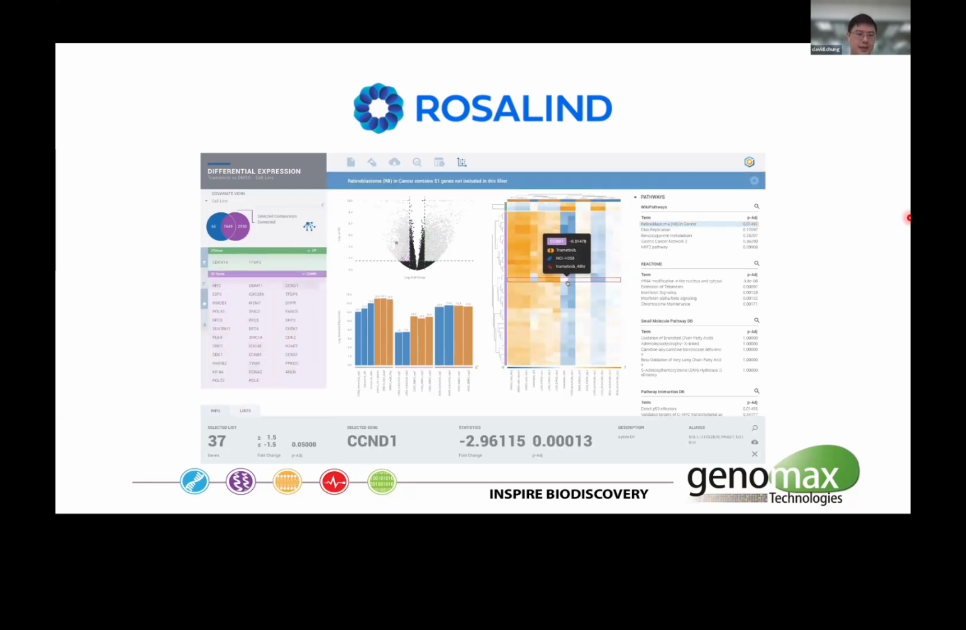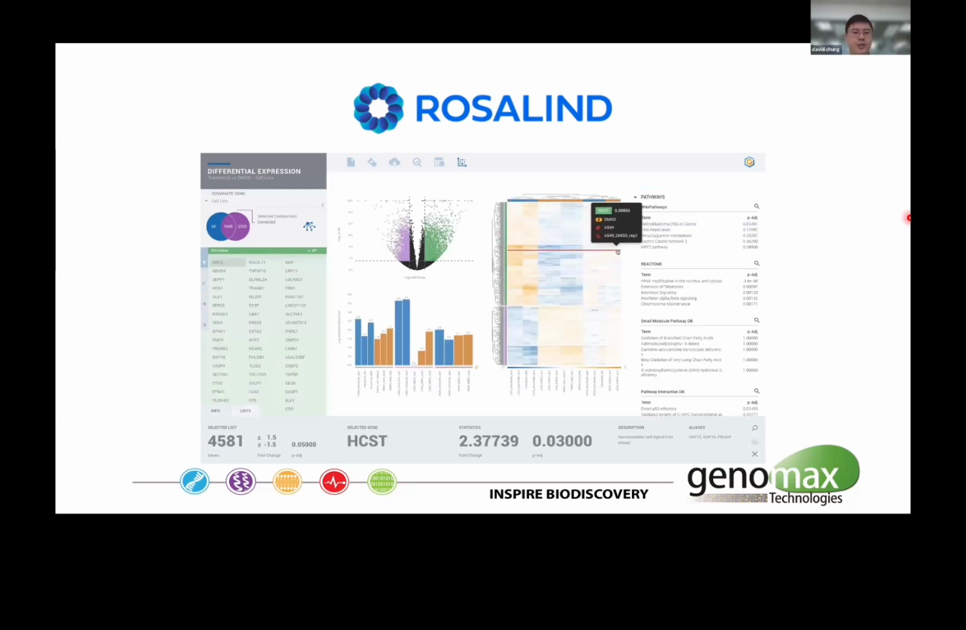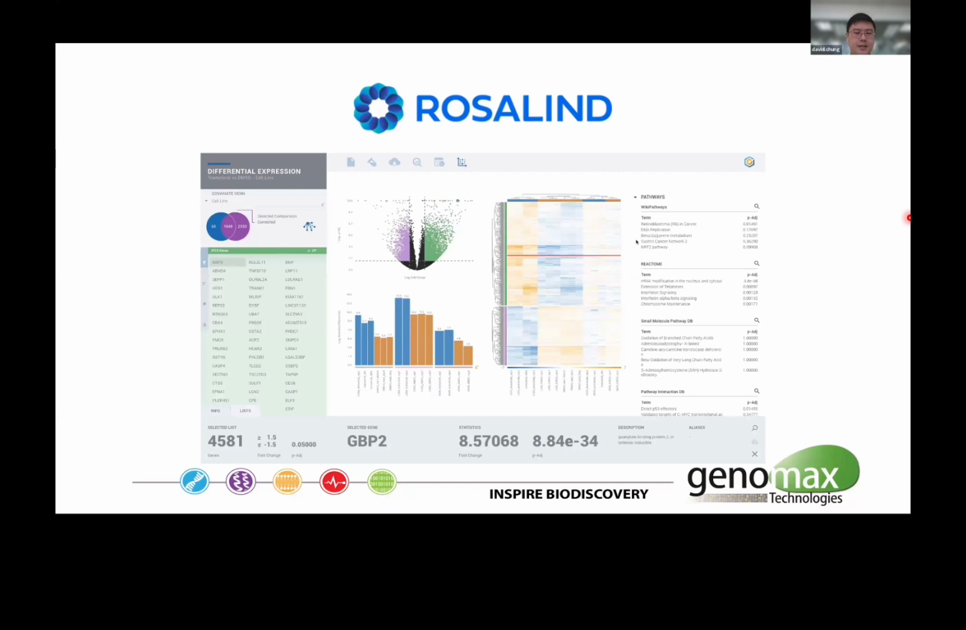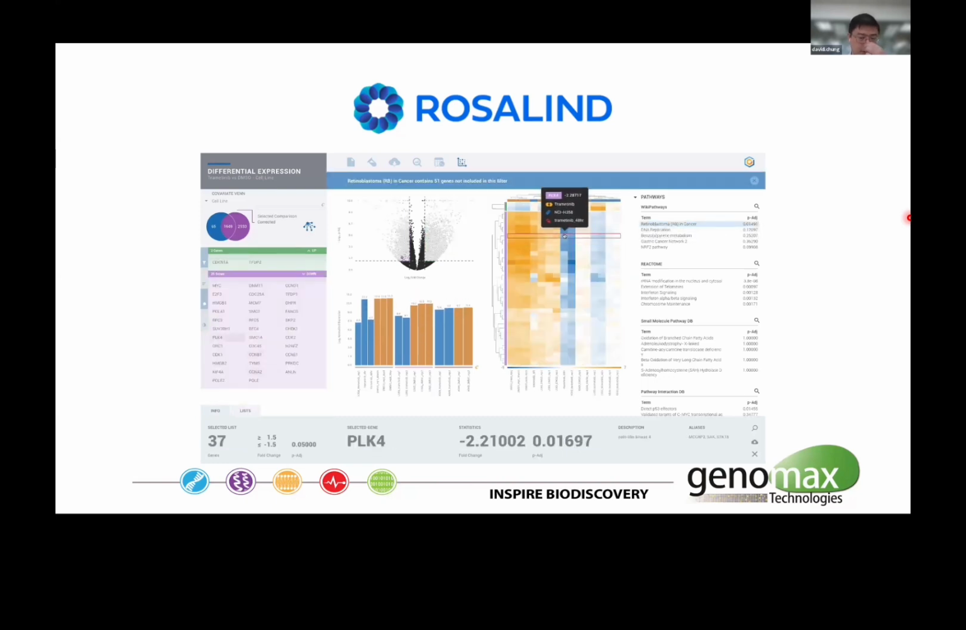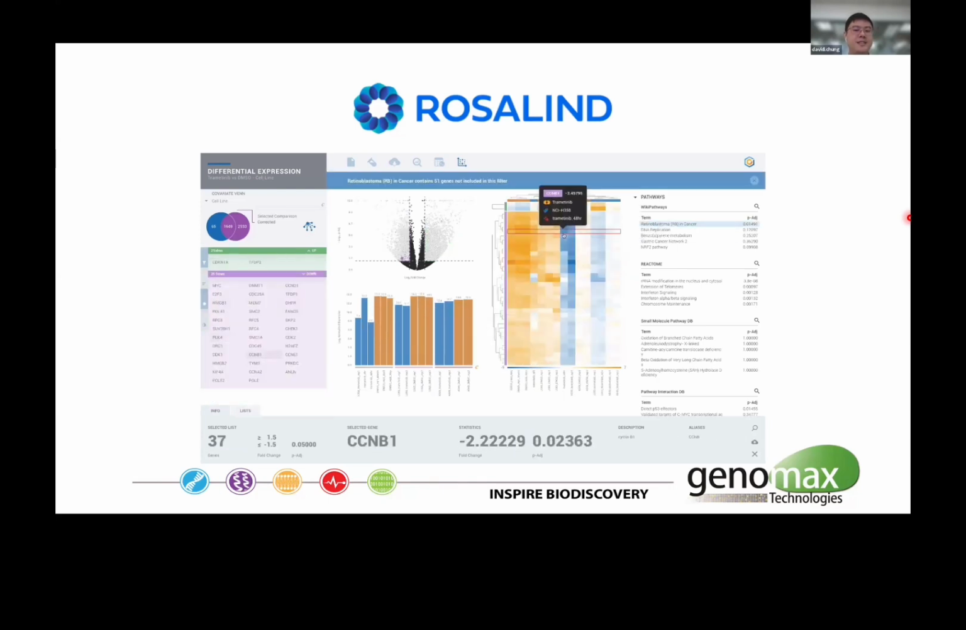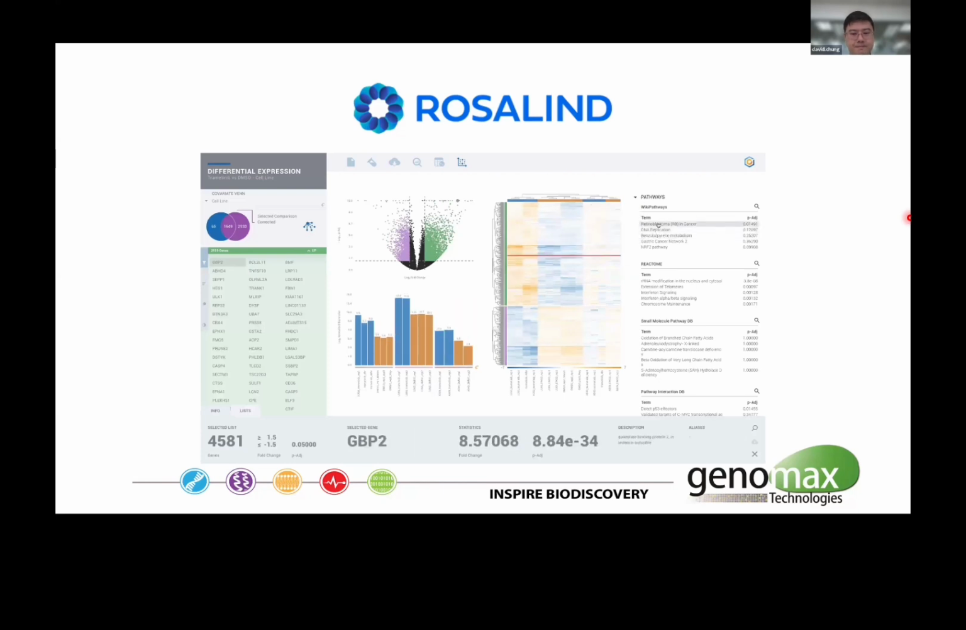Rosalind is a more interactive platform, which I usually like to recommend our users to try out, because it's highly interactive and they also have more information from more databases. So sometimes it might be able to give further insight that might be missed out by the nSolver analysis software.